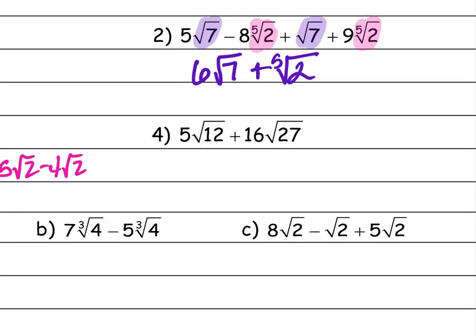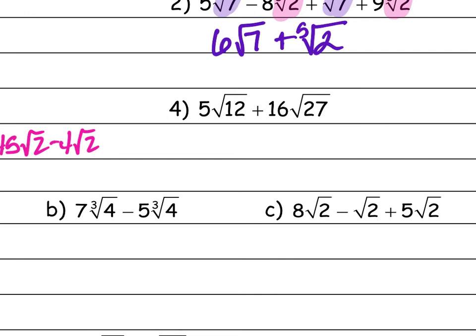So I'm going to do the same thing on this one. This one just has both the 12 and 27. I'm going to try and simplify this time. And 12 is going to be 4 times 3, and 27 is going to be 9 times 3. So I have 5 times the square root of 4, which is 2 square root of 3, plus 16 times the square root of 9, which is 3 square root of 3.